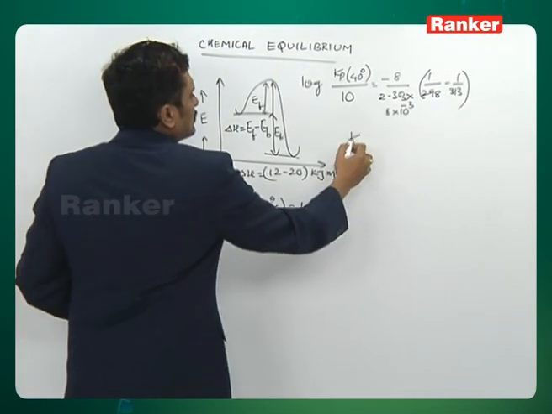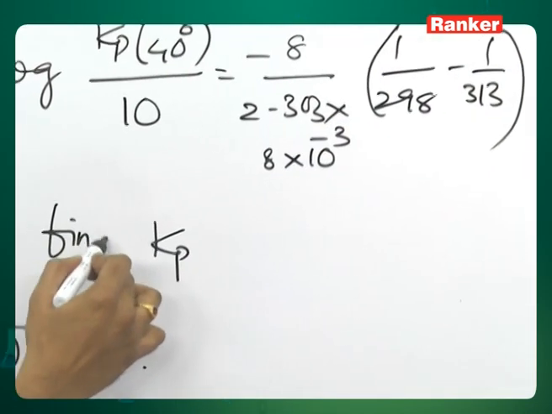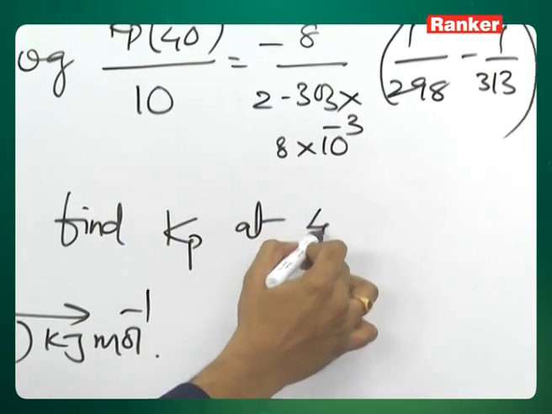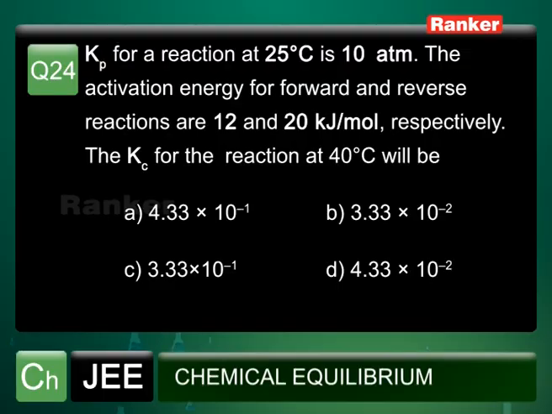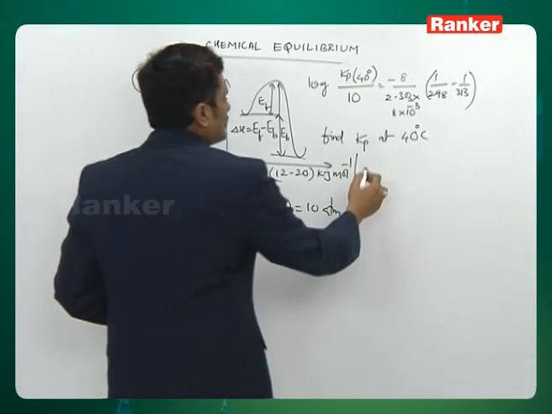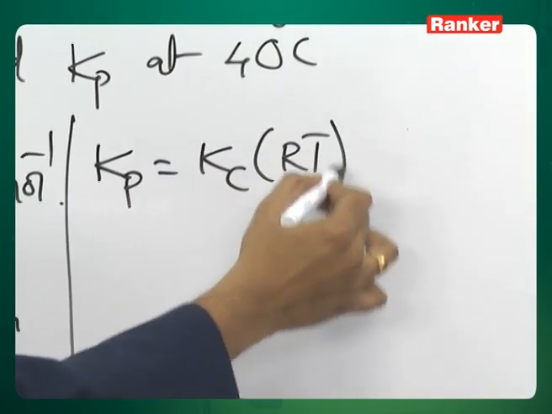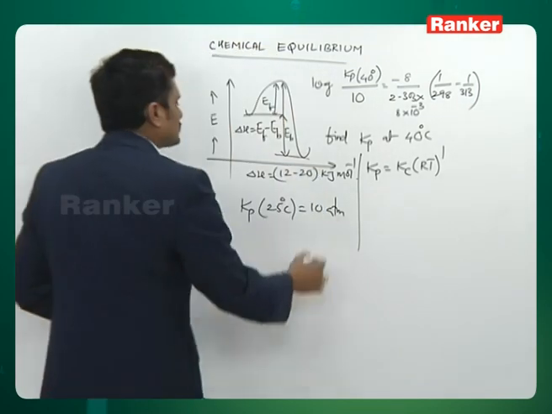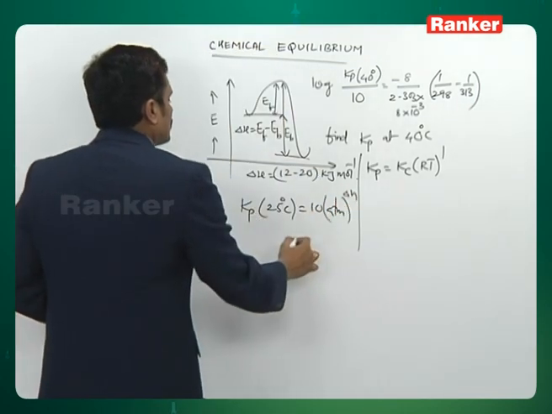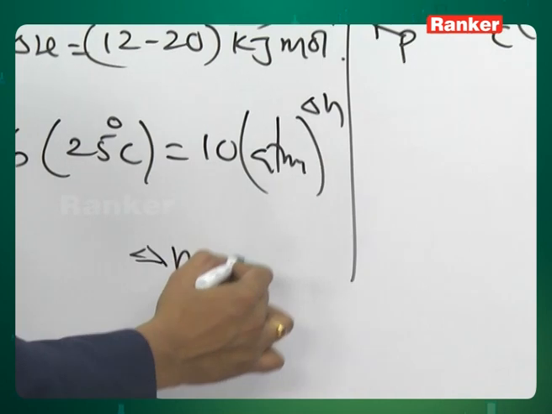Obviously, from this we will be finding out the Kp at 40 degrees Celsius. Now, the question asked to us is to find the Kc value at 40 degrees Celsius. Now, we know that Kp is equal to Kc into RT whole power delta n. You can see from the units of Kp, we can make out that delta n is given as 1.